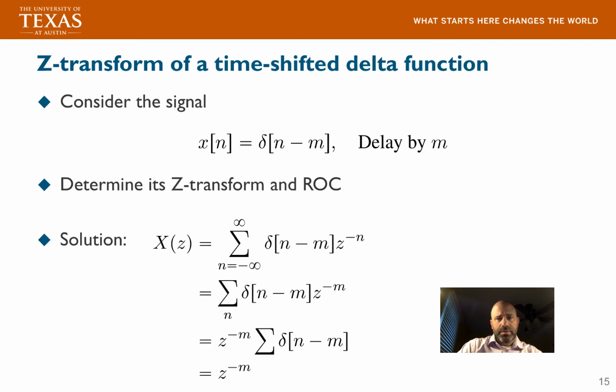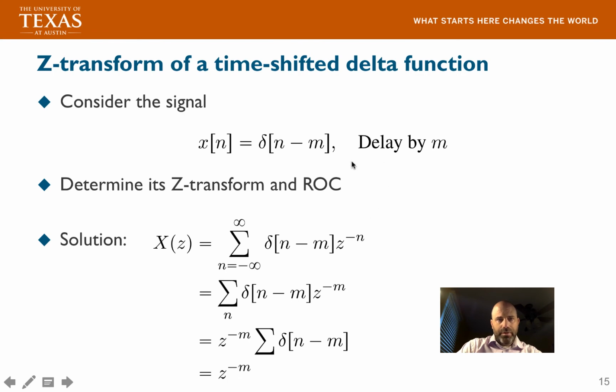Now let's look at a time-shifted delta. So we delay the delta by a constant m. Substituting in, using the sifting property, and factoring out z to the minus m, gives us X of z equals z to the minus m. And so the z-transform of a delta function shifted by m corresponds to z to the minus m.